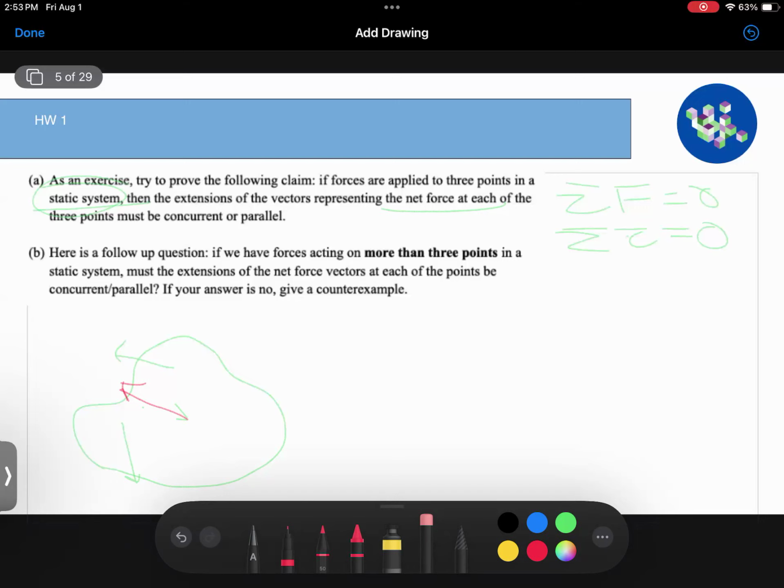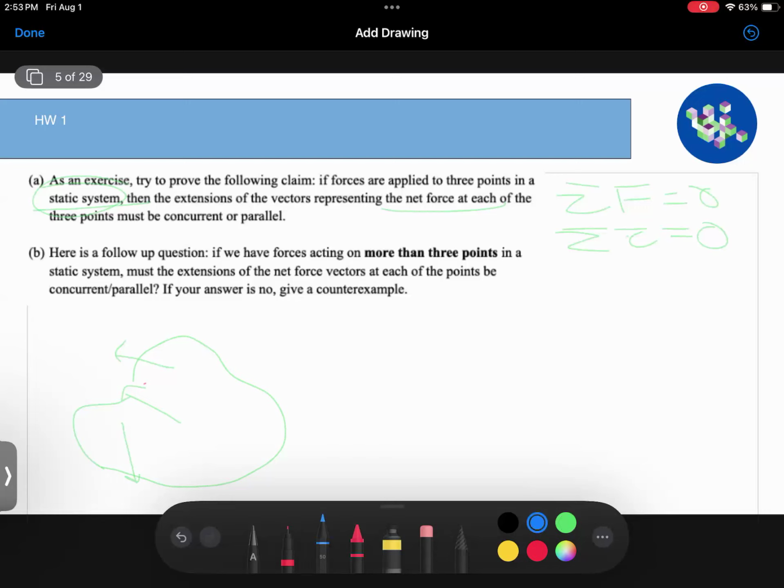So, okay, let's just say these three vectors I drew here represent the net force at these 3 points. And just to make it look nicer, I'll replace that red one with the green vector. Okay, so it looks something like this. All right, what were we trying to prove? The extensions of the vectors representing the net force at each of the 3 points must be concurrent or parallel.